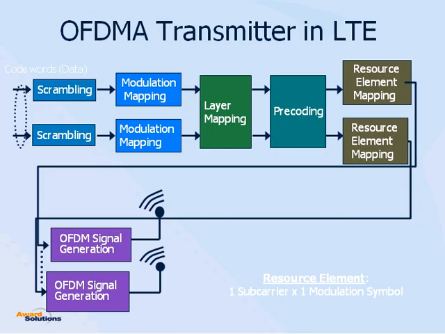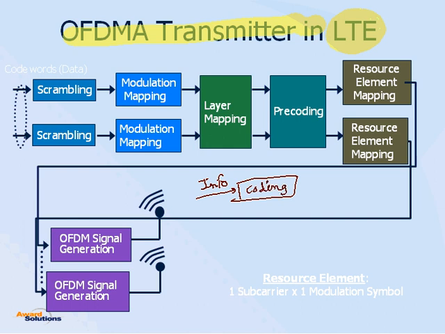Okay, now let's look at the transmitter that is defined for LTE. In LTE, we have this user data information bit, and we do the coding. And then we do the interleaving.